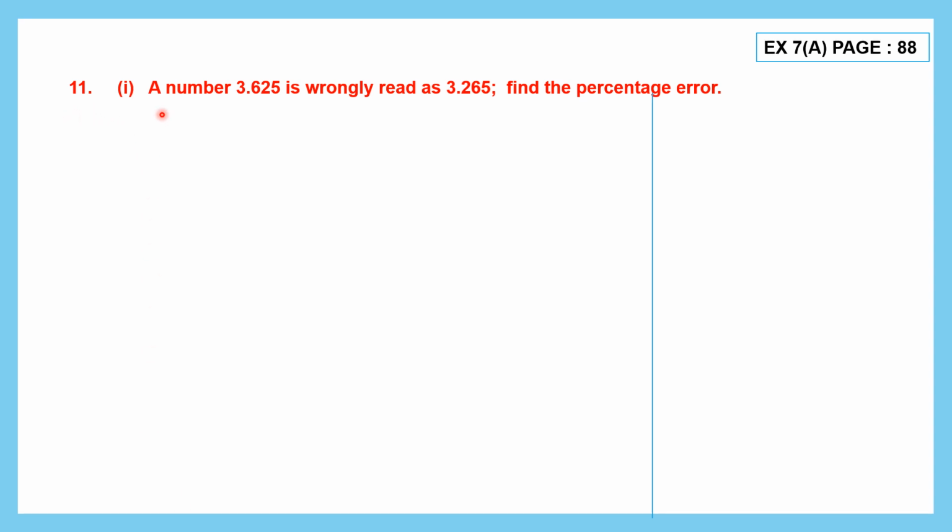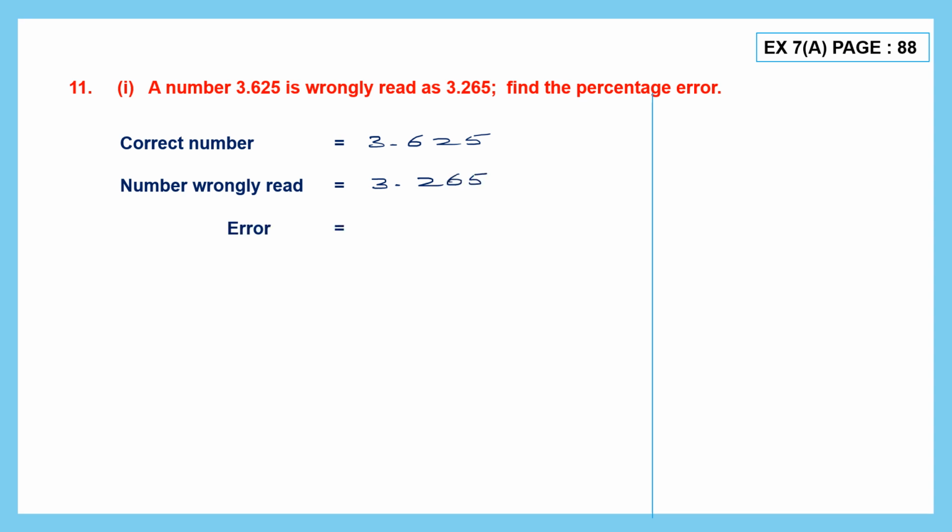Question 11. A number 3.625 is wrongly read as 3.265. Find the percentage error. Okay, so let's be careful when we do this. Let's start. Correct number. The correct number is this, isn't it? That is 3.625. But it has been read wrongly as 3.265. So that means there has been an error.